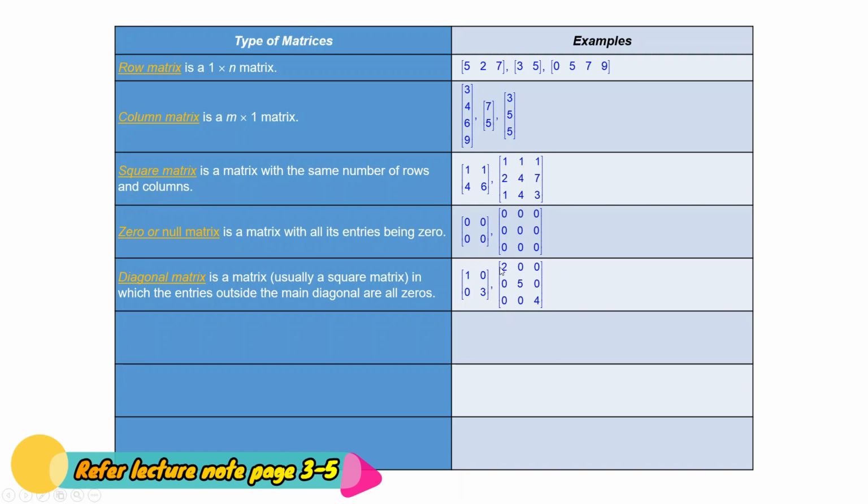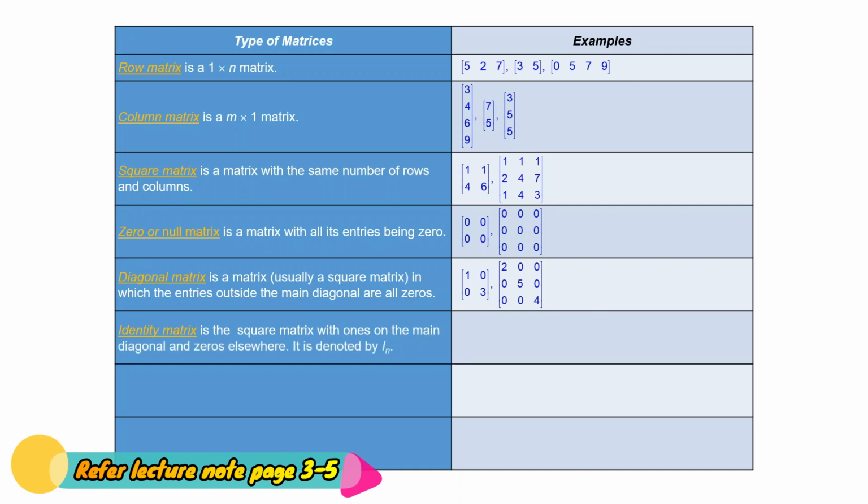Same as a 3 by 3 matrix, we have 2, 0, 0, 0, 5, 0, 0, 0, 4. The main diagonal is 2, 5, 4, and the rest are 0, meaning that this is also a diagonal matrix.